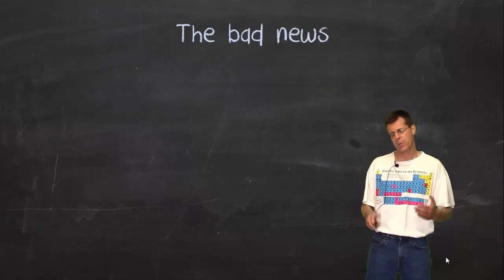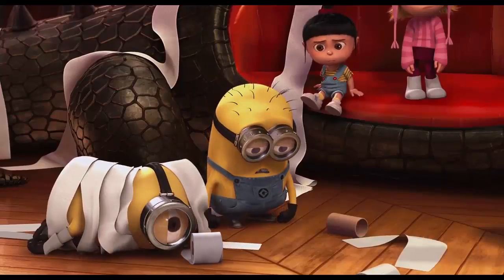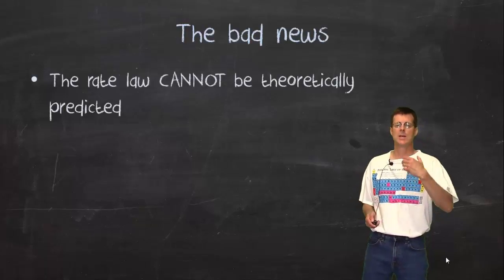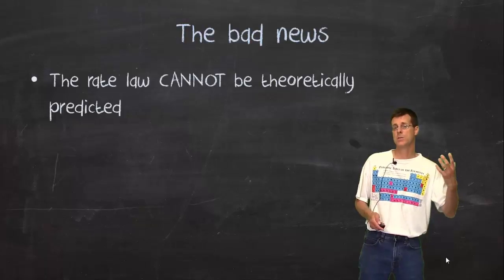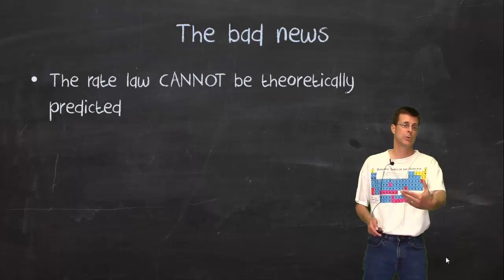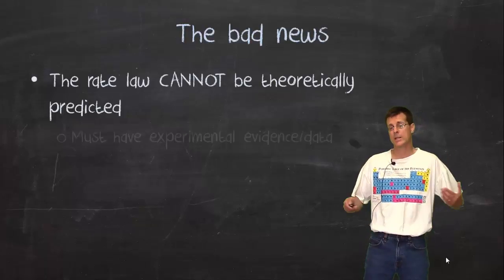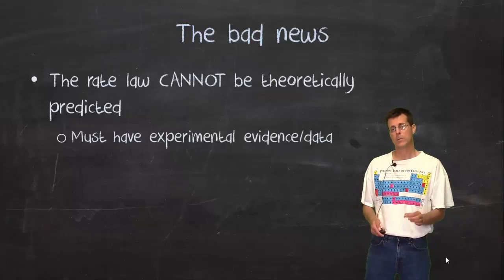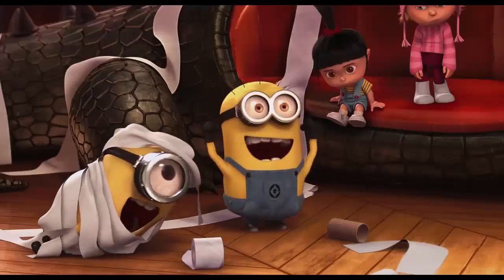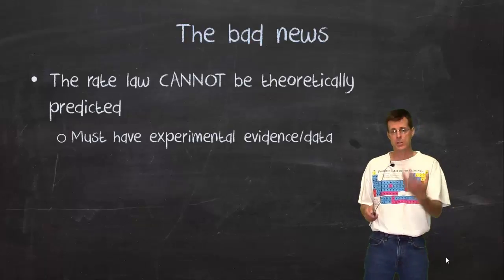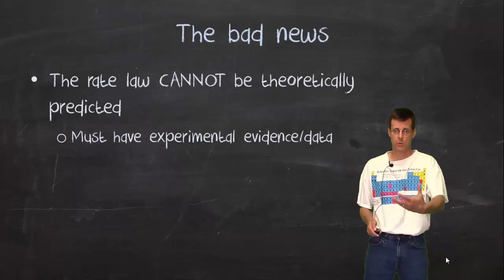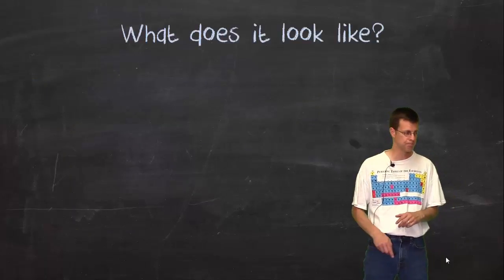Now, there is some bad news. Sorry. And the bad news, though, is that I cannot look at a reaction equation and say, this is the rate law. I cannot theoretically come up with the rate law. I need to have experimental data. Now, the good news is, I'll be giving you a lot of that data. It's not something you have to come up with on your own. However, we do have to have numbers to work with. We can't just work with a chemical equation.